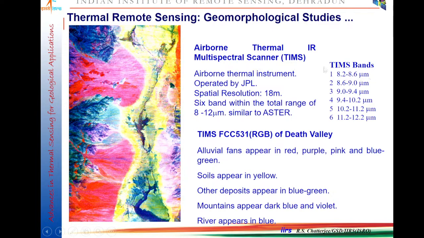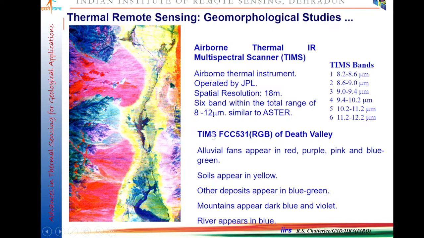See, this is an example of these airborne TIMS, since this sensor is from NASA JPL. There are 6 spectral bands similar to ASTER, except here, because it is airborne, there is one band in the ozone range also, 9.4 to 10.2, which is not available in case of ASTER, because ASTER is placed in a satellite, and the satellite is above the ozone layer. So this thermal radiation will be absorbed by the ozone layer, and you will not get anything from the sensor. But in case of an airborne sensor, it is below the ozone layer, so you can have this band also. So there are 6 bands.